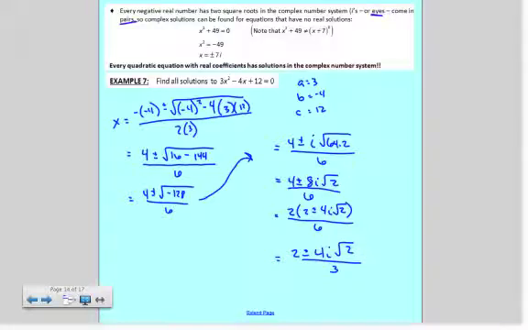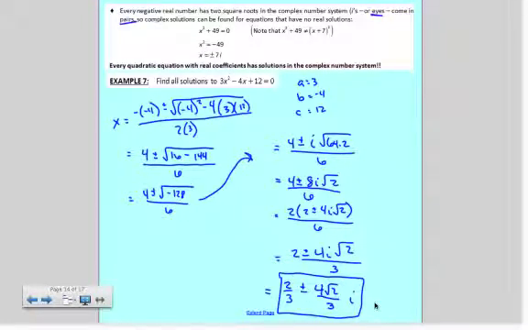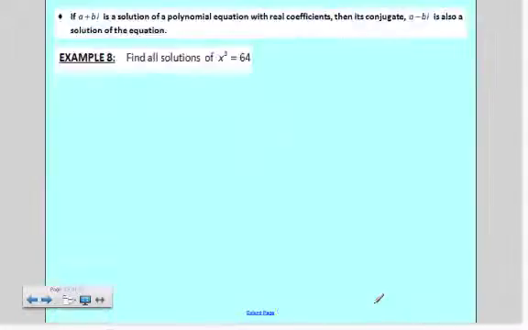And we want to write this in a plus bi form. So it's 2/3 plus or minus 4 square root of 2 over 3 with the i tagging along after. There you go. And there's two i's here. There's the positive version, so 2/3 plus this, and 2/3 minus that. And there's your two solutions. And one last example.